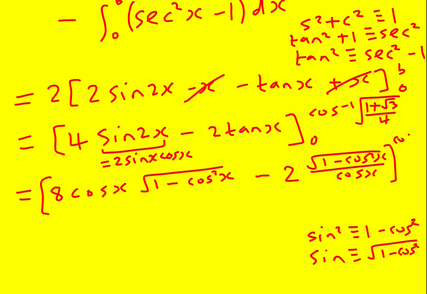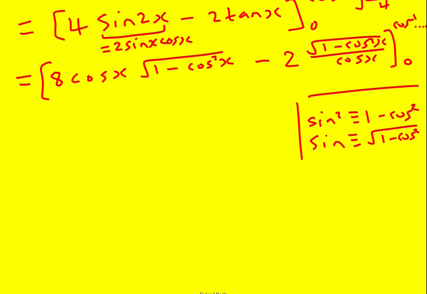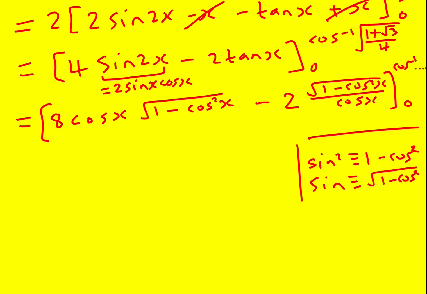Okay, and I'm evaluating again between this limit inverse cos and 0. I can't fit it all in. We're ready to finish this off. So I'm going to get 8. Cos of inverse cos is just going to cancel, so it's going to be 8 lots of this square root. So it didn't matter that I had my limit in terms of inverse cos because it's cancelling out.